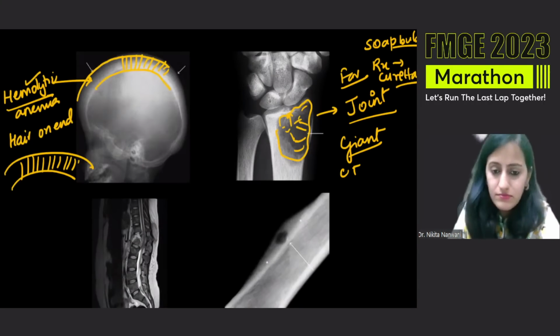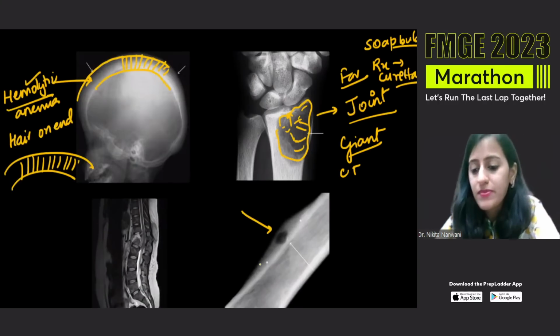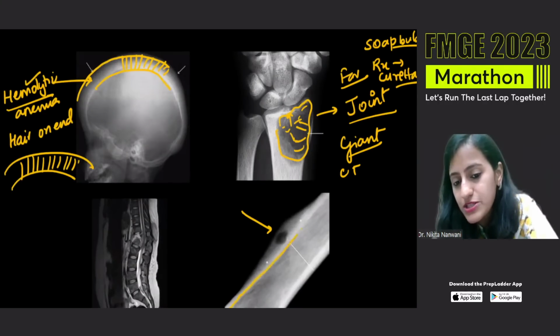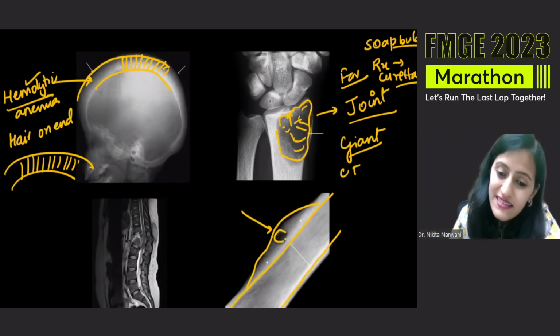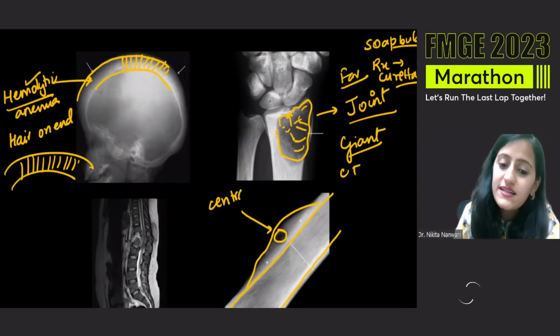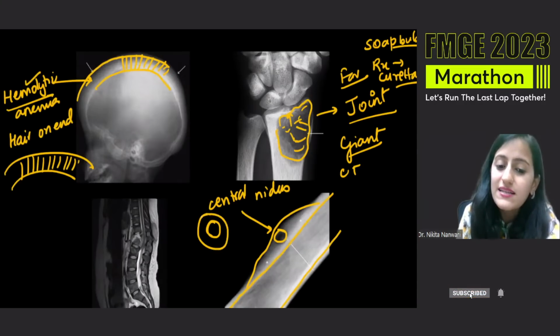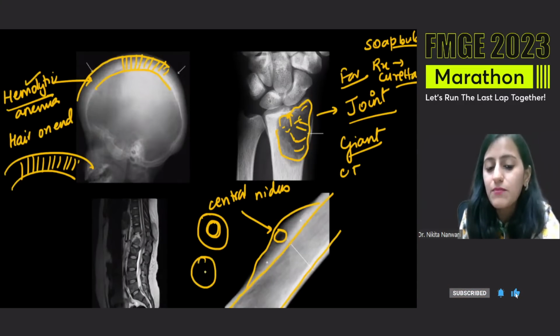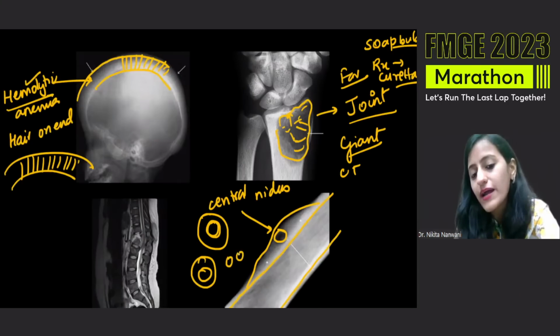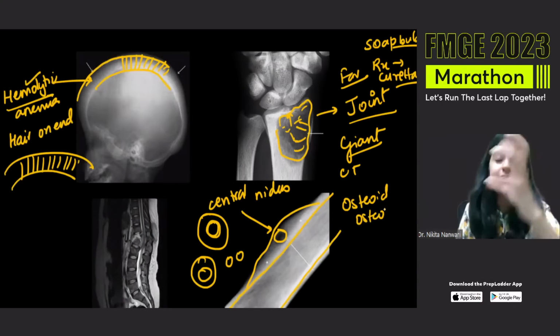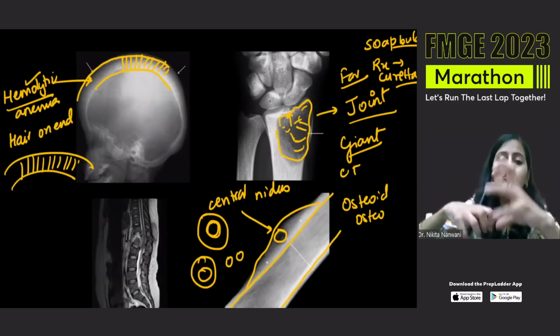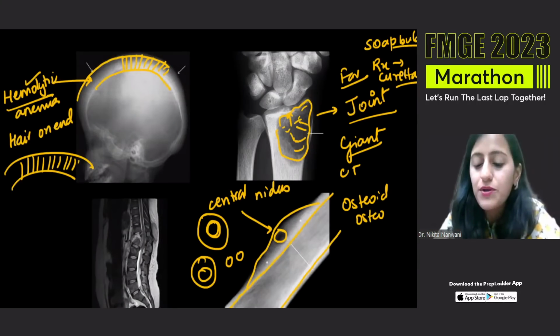Okay, what bone tumor is this? It is based on the cortex. There is this cortical thickening that we are seeing, and in the center there is a nidus. Cortical thickening with central nidus. Nidus is like this. What is OO? OO is osteoid osteoma. So cortical thickening with the central nidus, OO, is osteoid osteoma.